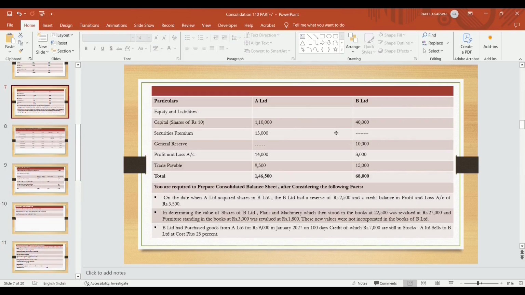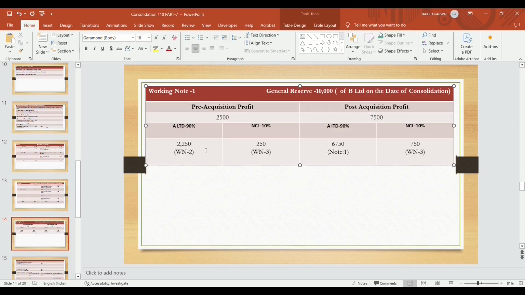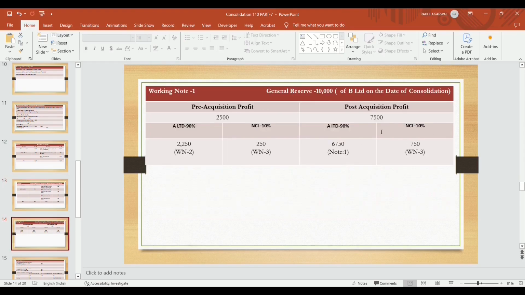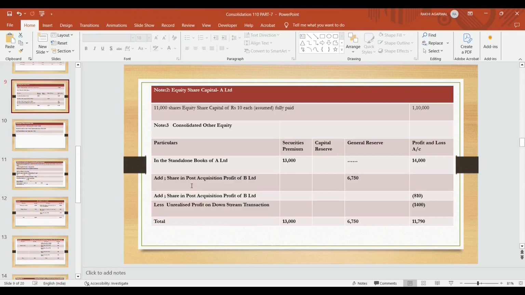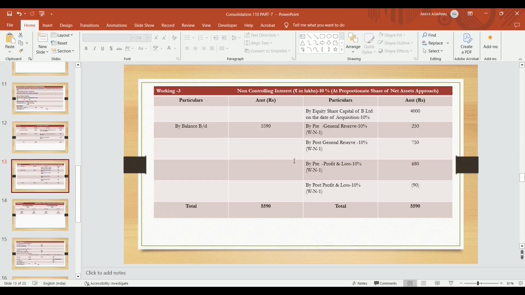General reserve of B Limited: 90% of the general reserve on the date of acquisition, that is the pre-profit, goes to the cost of control account, that is 22,500. The pre general reserve profit goes to NCI, that is by general reserve 10%, 250. The post general reserve profit of A Limited, that is 6,750, goes to the other consolidated notes, that is share of post acquisition profits of B Limited, general reserve, 6,750. The NCI part goes to NCI, that is NCI by post general reserve, 750.